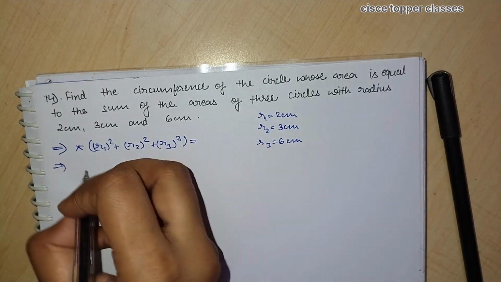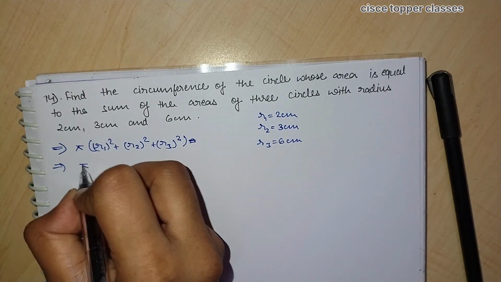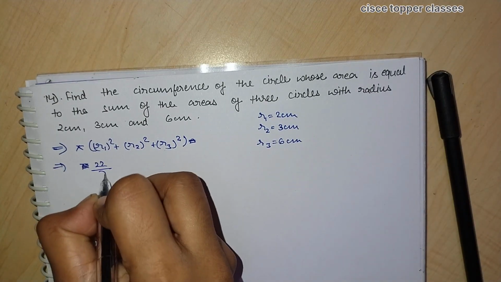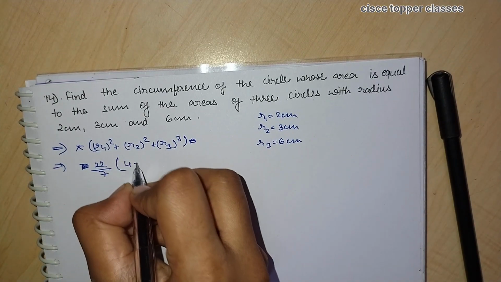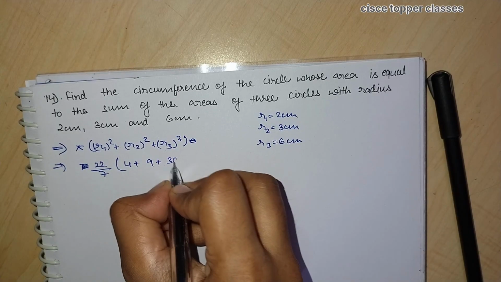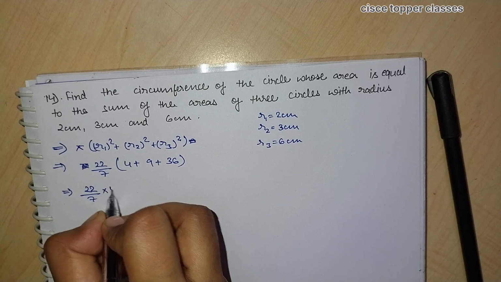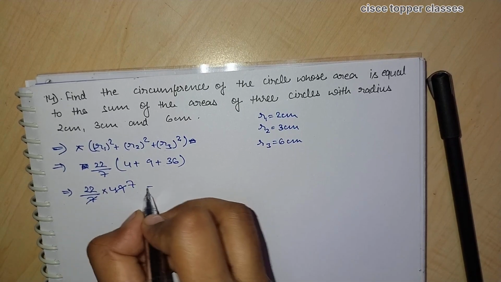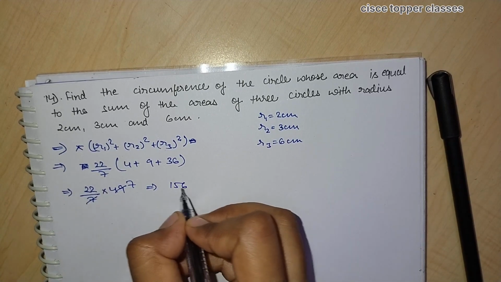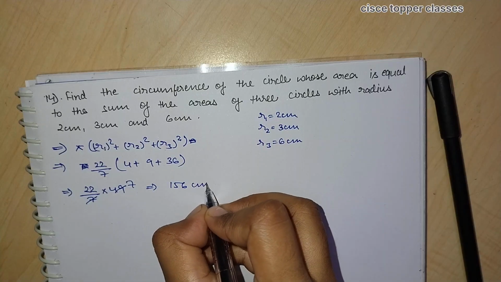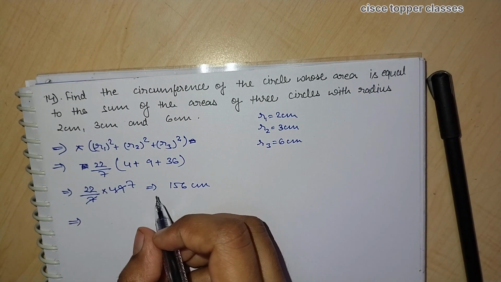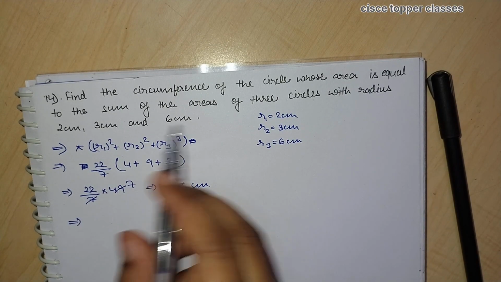So we can put the value. This will be 22 by 7 into 4 plus 9 plus 36. So this will be 49. 22 by 7 into 49. So here 154 centimeter square. This is the area of the three circles.